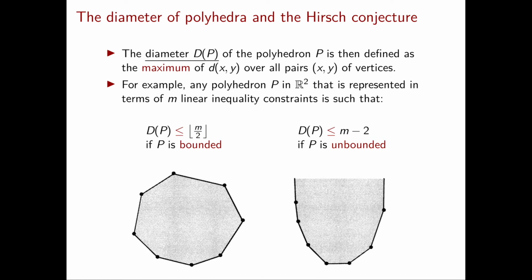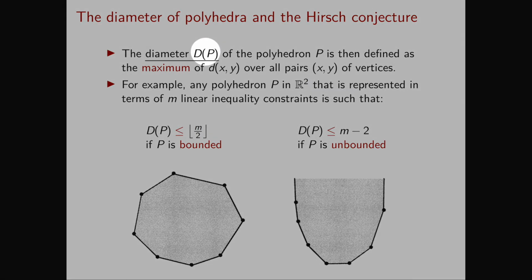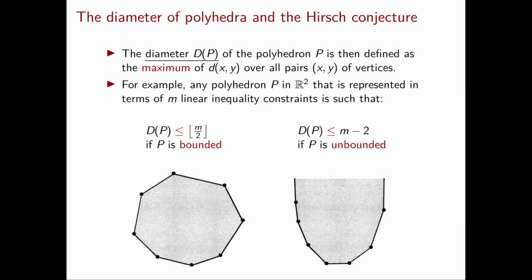Now that we've understood what is the distance between two vertices, we can define the diameter of a polyhedron. This is denoted by D(P), and it is the maximum of all the distances for every pair x, y of vertices.